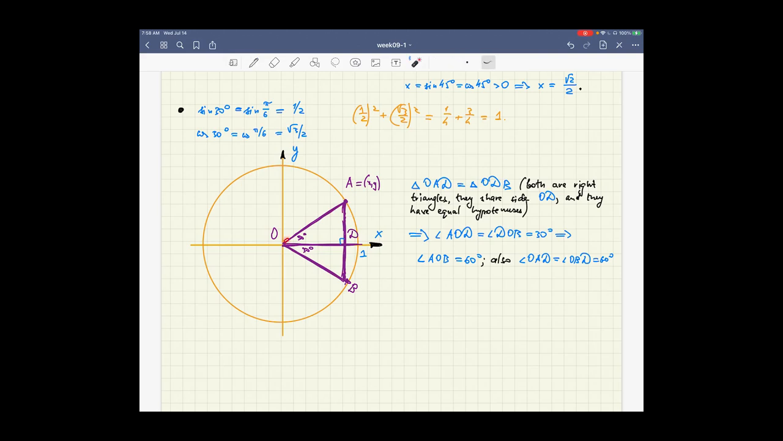What do we know about a triangle OAB? We know that all three angles in that triangle are 60 degrees. A triangle in which all three angles are 60 degrees is equilateral. All three sides in that triangle are equal. Triangle OAB is equilateral.